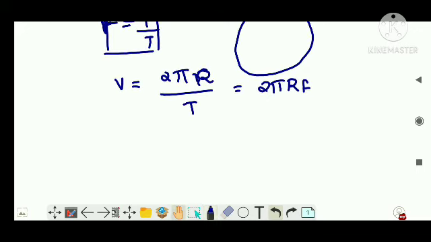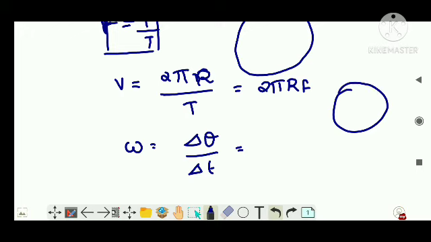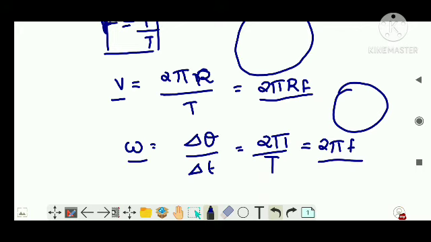Now omega, that is angular velocity, is the rate of change of displacement with respect to time, right? So here what is the angle change for one circle? 360 degrees, or I will write it as 2 pi. And delta t is the total time t, so I can write it as 2 pi f. Clear? So v can be written as 2 pi r f, omega can be written as 2 pi f. Clear? By this we have completely finished the theory portion of the motion in a plane class.